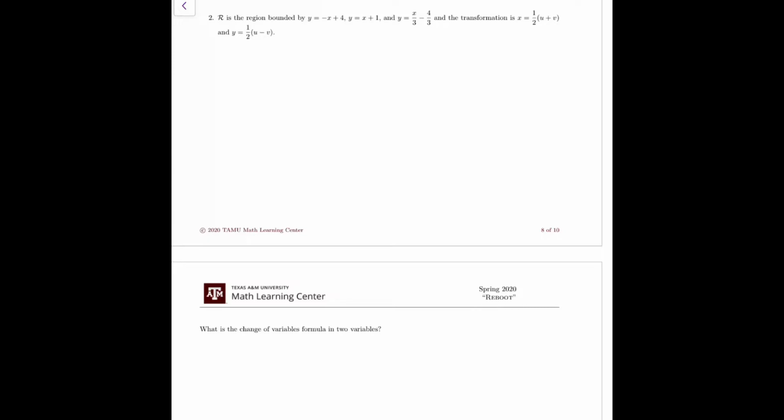We are given three lines in the xy plane, and the region of interest is the region that is bounded by those three lines. We are also given a transformation going from the uv plane to the xy plane, and we want to determine what the corresponding region in the uv plane is.